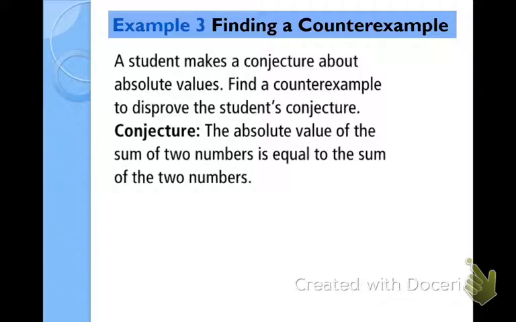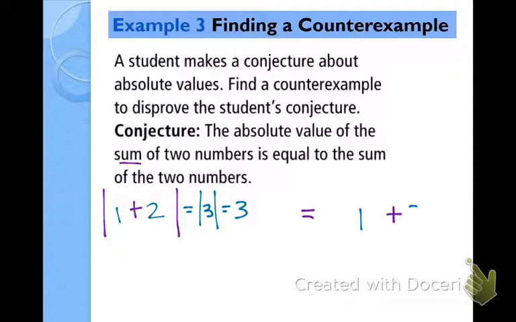She says, or he, whoever this person is, the absolute value of the sum, so absolute value, remember, looks like this, of the sum, again, what is that? Addition of 2 numbers is going to be equal to the sum of those two numbers. Okay, let's pick two positive numbers. Let's start there. 1 and 2. What's 1 plus 2? 3. What's the absolute value of 3? 3. Over here we add 1 plus 2, which is 3. Does 3 equal 3? Yes. So in that case, we did not disprove anything. We just literally confirmed what she thinks.